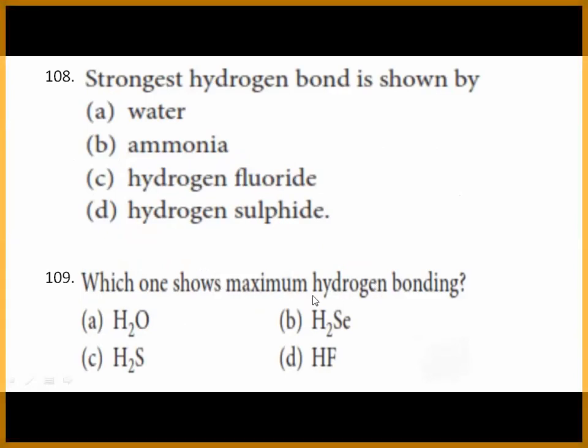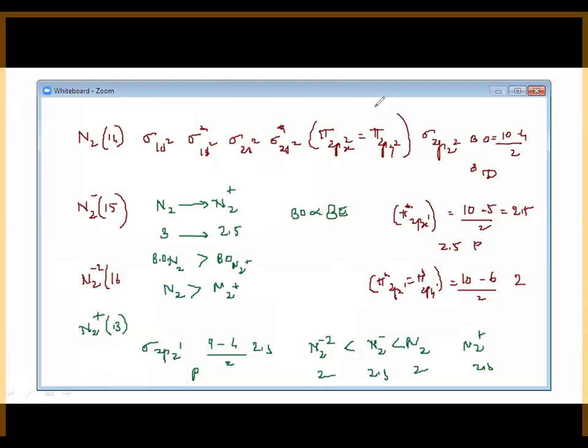Which one shows maximum hydrogen bonding? H2O, H2S, H2Se, HF. Which shows maximum? HF will form only one intermolecular hydrogen bond, whereas in H2O, how many hydrogen bonds are formed? I had taken the example of the water molecule. Here, oxygen is capable of forming two hydrogen bonds with the hydrogens of other water molecules, and hydrogen will form a hydrogen bond with the oxygen of another water molecule. Here also hydrogen will form a bond with the oxygen of another molecule.